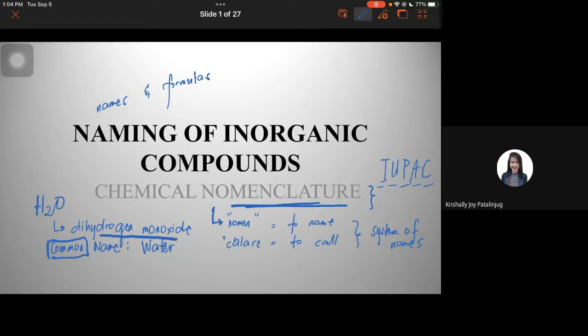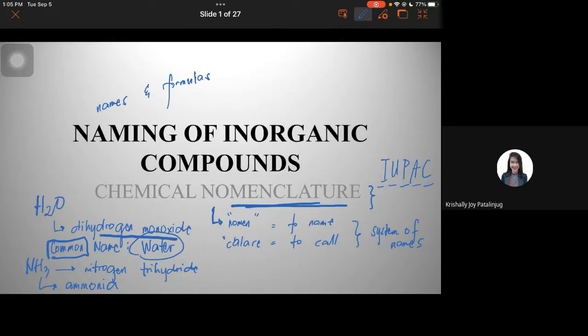When we buy bottled water, we don't say, can I buy dihydrogen monoxide? Instead, we use the common name, water. Another example, NH3. Instead of calling this by its systematic name, nitrogen trihydride, it is commonly known by its traditional name, which is ammonia. So we have certain substances that are more commonly known for their traditional names. These are just a few examples.